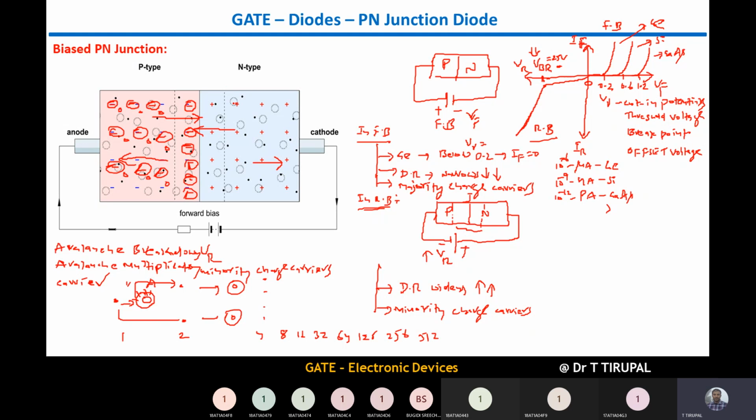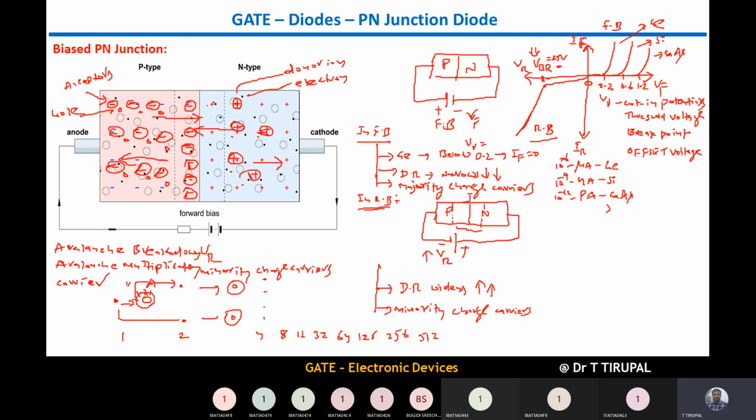What is present here? These are called acceptor ions, and this is called a hole. What is this one called? It is called a donor ion, and this is called an electron. Likewise, the complete structure of the n-type semiconductor is made of donor ions and electrons. But what is present near the junction?